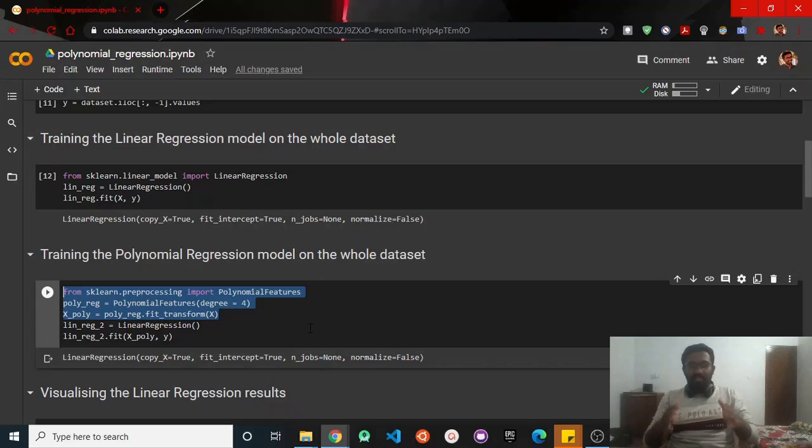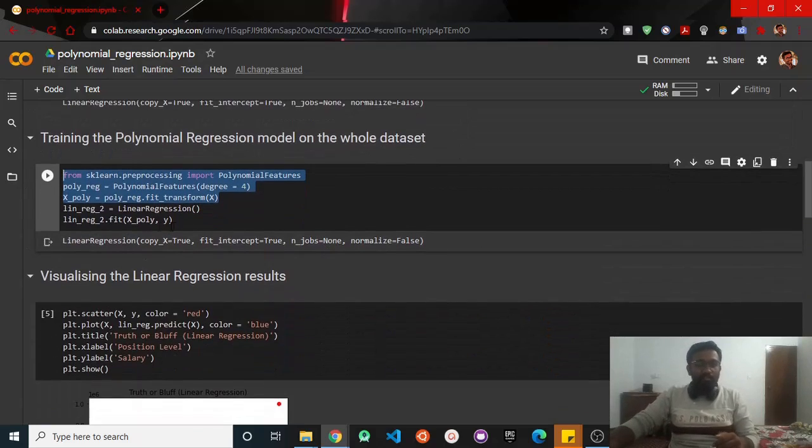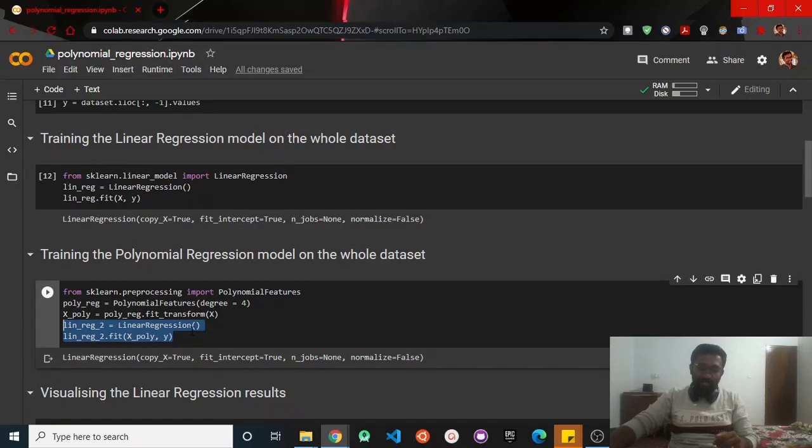So degree is set, and then we fit transform our data set, that is the x value, the middle part, into x poly. Now we train it. We train it using the linear regression model only. So that is what you have to understand: you don't have a polynomial regression class to train in. No, you have polynomial features to train on, and then you run it in a linear regression model.